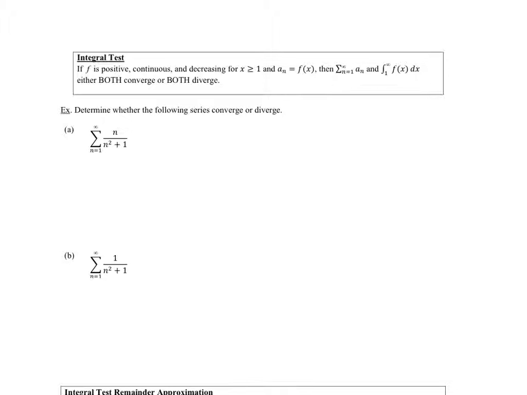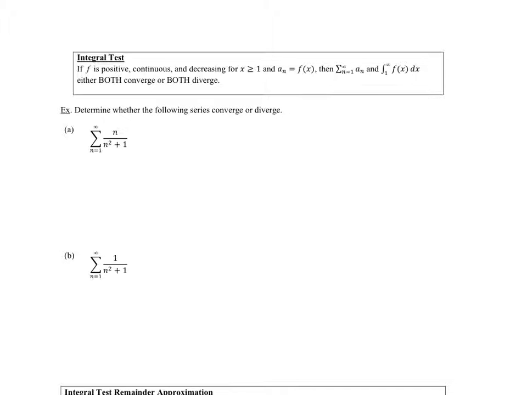All right, so what the integral test is telling us is: if f is positive, continuous, and decreasing, so you're going to test all those conditions, for x greater than or equal to 1, and a sub n is equal to f of x. That's not really 100% true, that's just how the theorem is stated. It's really more like a sub n can be approximated by f of x. Then the sum of a sub n and the improper integral from 1 to infinity will either both converge or both diverge.